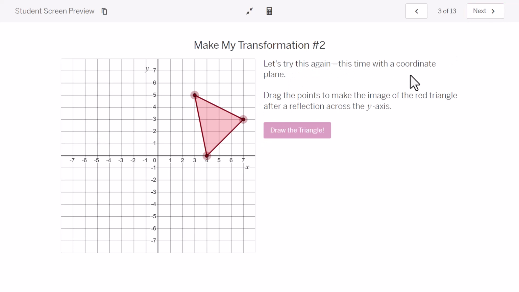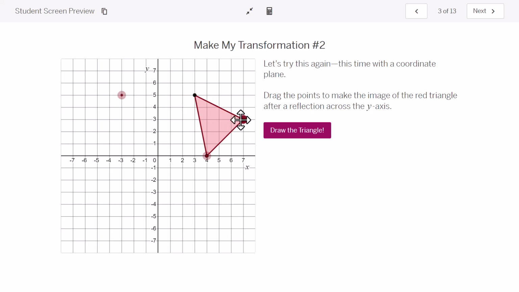And we're going to try it again, this time with a coordinate plane. This is the same triangle, and I'm asked to drag the points to make the image of the red triangle after it's reflected across the y-axis. Here's our y-axis. It's labeled here. And it's really the same as we did before. But I think this is going to be a lot easier. As I'm moving this coordinate and mirroring it, I can tell exactly how far I'm going. That would have been helpful.